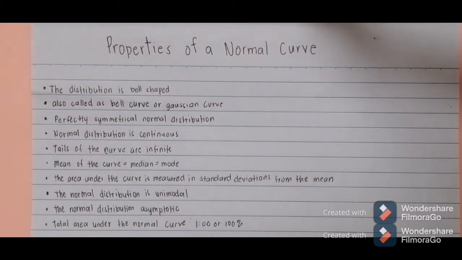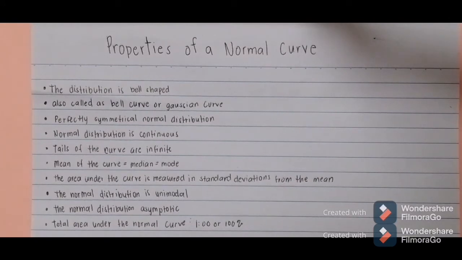So, first is the distribution is bell-shaped. So, as you can see naman sa kaninang pinakita ko is mukha siyang bell. So, ganun siya i-drawing and kapag nakakita kayo ng normal curve is unang iisipin nyo talaga is bell. So, second is it is also called as bell curve or Gaussian curve kasi nga mukha siyang bell. And gawa to ni Carl Gauss kaya pinangalan na rin to sa kanya yung normal curve.